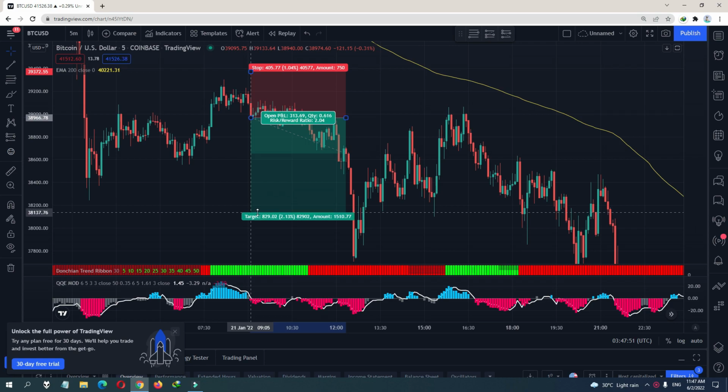So the stop loss is subjective, okay? So it's really up to you where you want to put your stop loss.